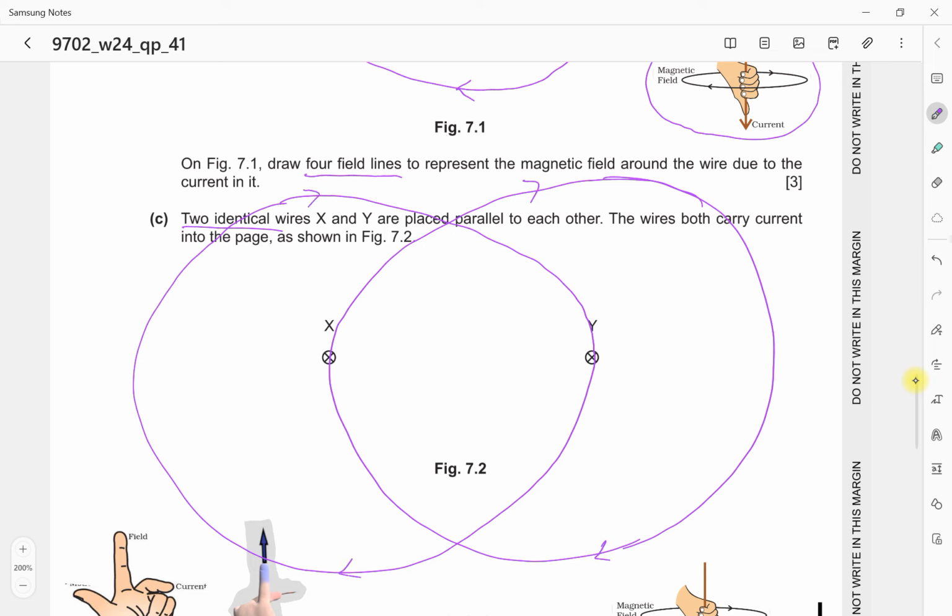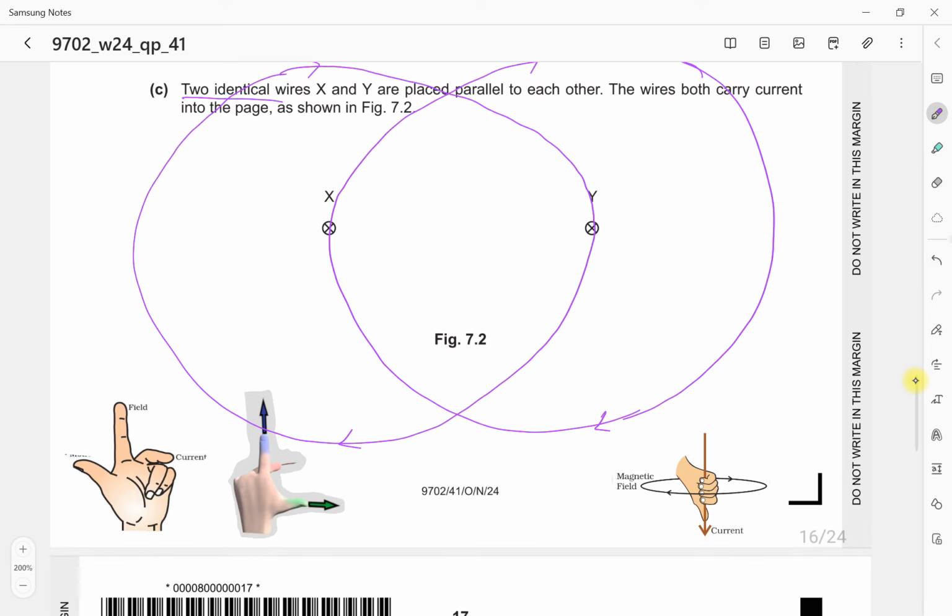If we grip the conductor with the thumb pointing out of the page, in both cases the magnetic field is in that direction. So each wire is sitting in the magnetic field of the other, and therefore by Fleming's left-hand rule, each wire is going to experience a force whose direction is given by Fleming's left-hand rule.